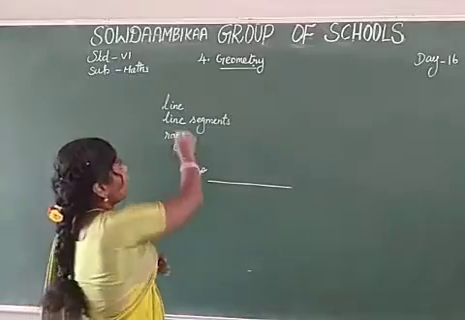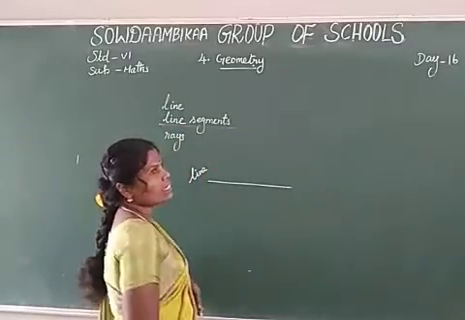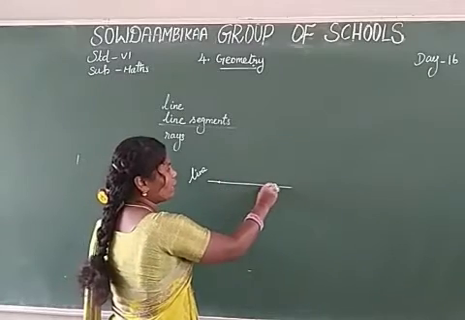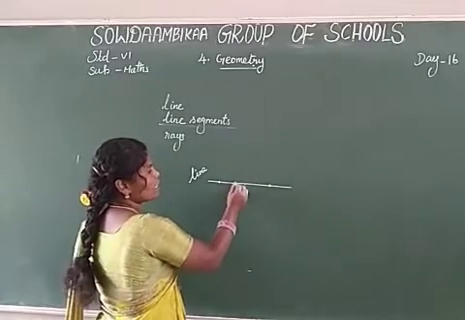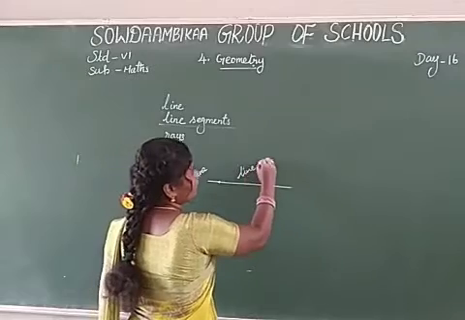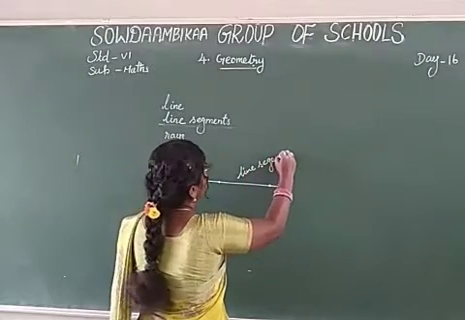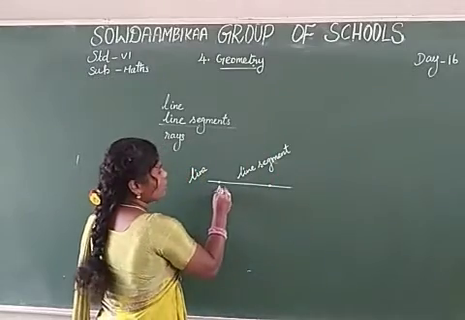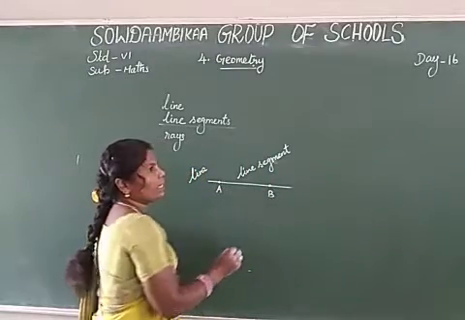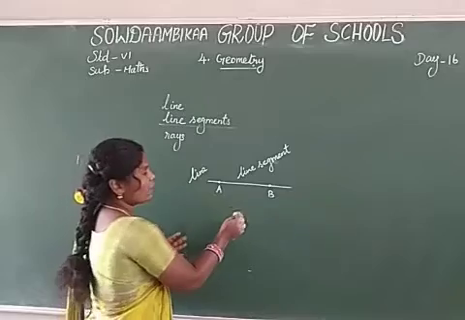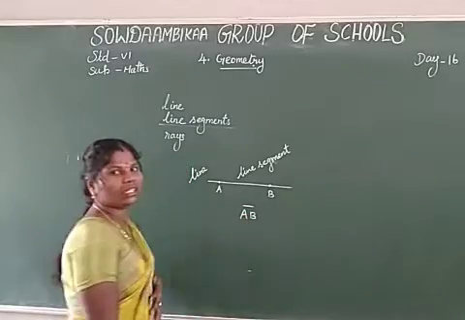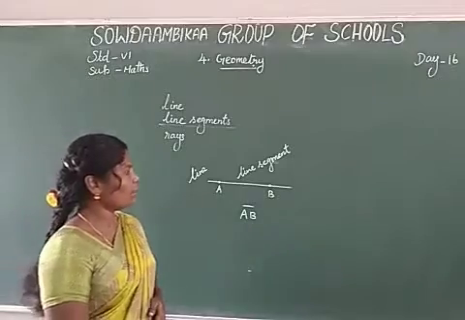Next, line segments. What is a line segment? One starting point and one ending point. It's called a line segment. This is A, this is B. You write only the capital letters. The line segment is denoted AB.